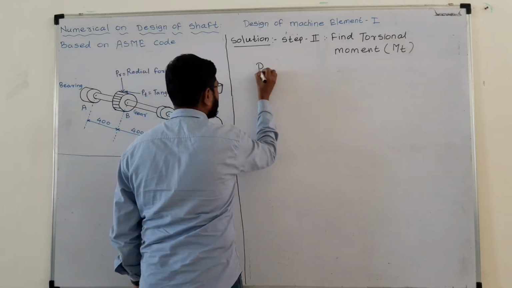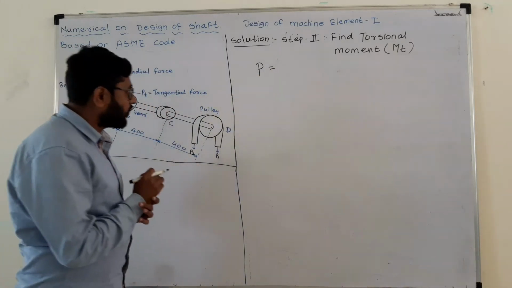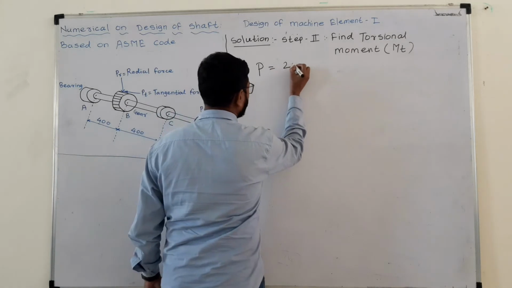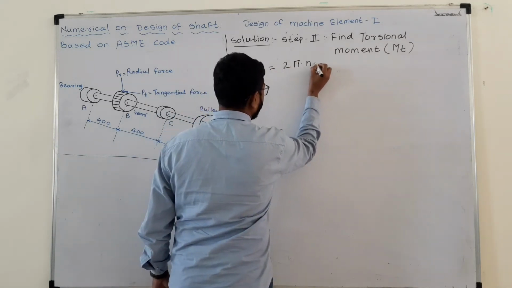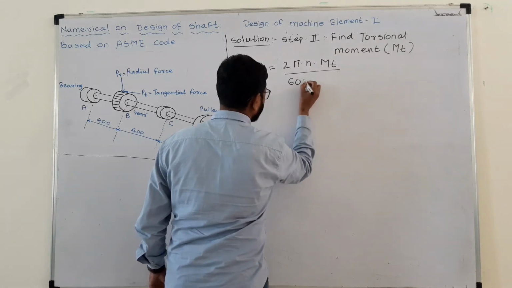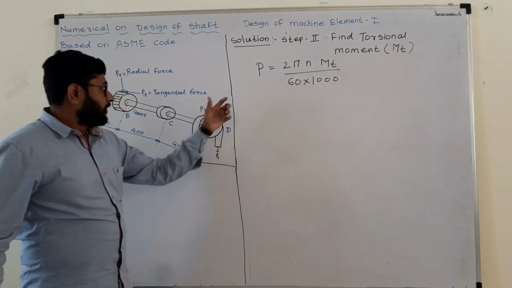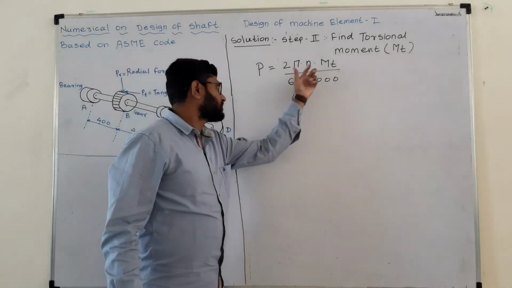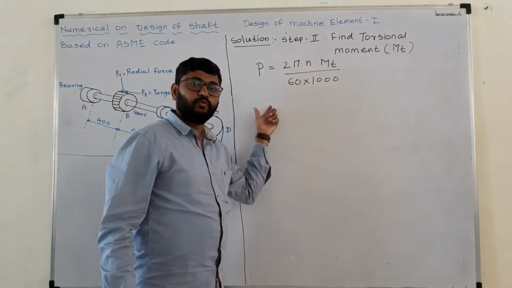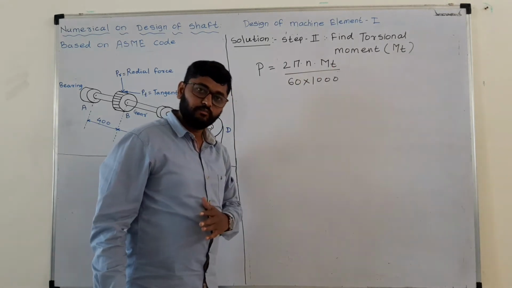We have one equation, power P equal to 2 pi into N into MT upon 60 into 1000. Power is given, speed is given, so we will get the answer for MT, that is the torsional moment.